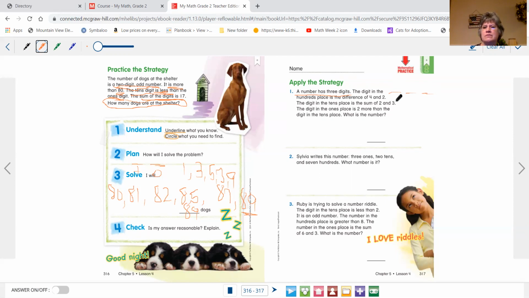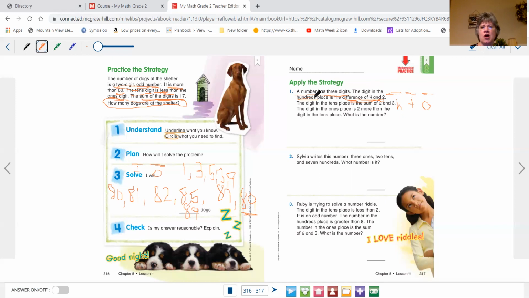Okay. So hundreds, tens, ones. I want to make those blanks just a little bit darker if we can. Okay. Next step, the digit in the hundreds place is the difference of 4 and 2. The difference. Difference tells me to subtract, remember? So you're going to subtract 2 from 4, and that's going to give you your answer for your hundreds place.